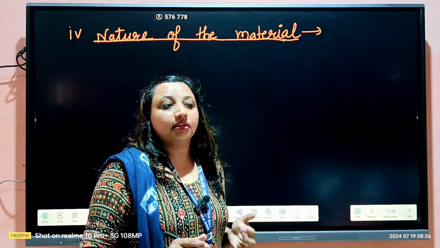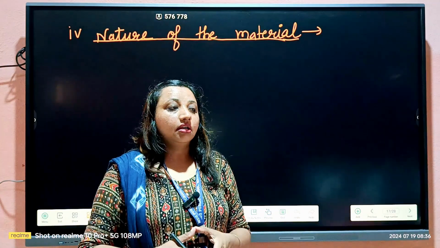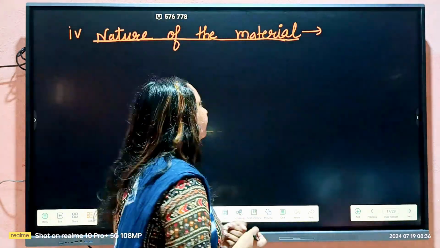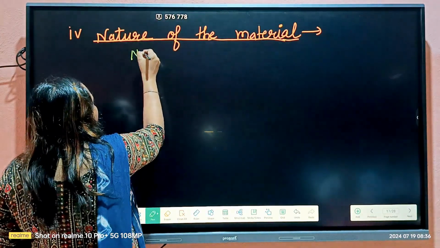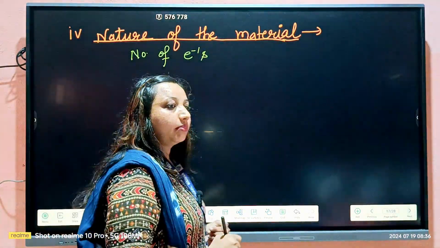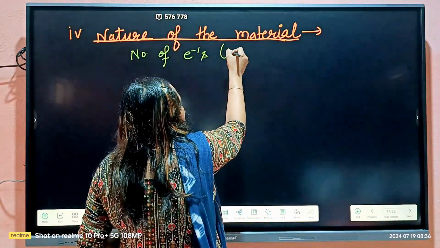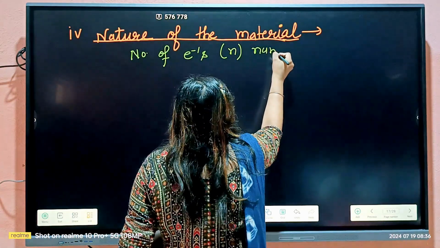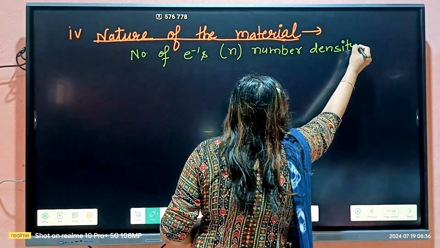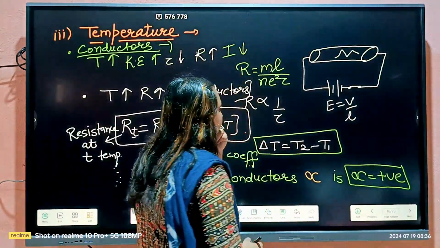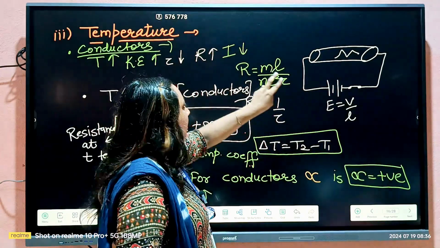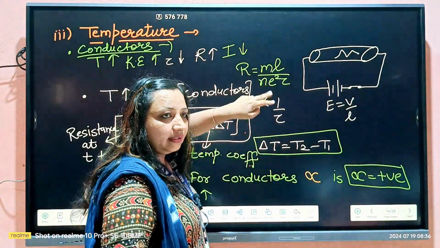Next, the fourth factor on which the resistance of a conductor depends: nature of the material or the number of electrons it has. Nature of the material or the number of electrons, number density, that is n. In this formula, R = ml / (n e² tau), R has an inverse relation with the n. What is n?